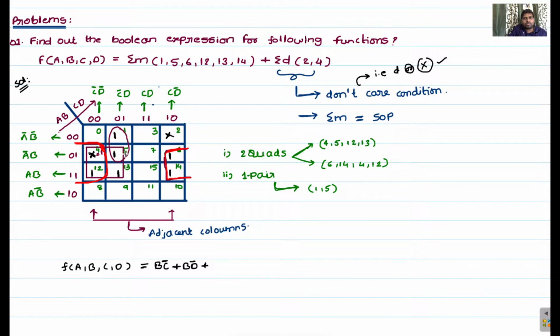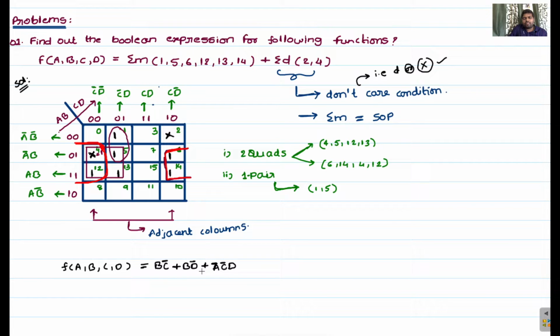So this is 1 comma 5, the 00 row and the 01 row. Here the common element is A bar, and if you observe the columns, we have only one column, so those elements are C bar D. So A bar, C bar, D. So this is our expression.